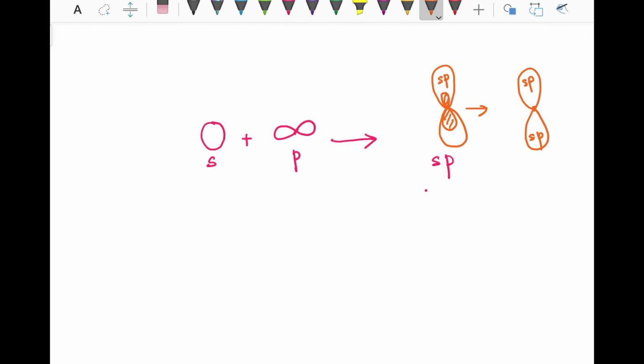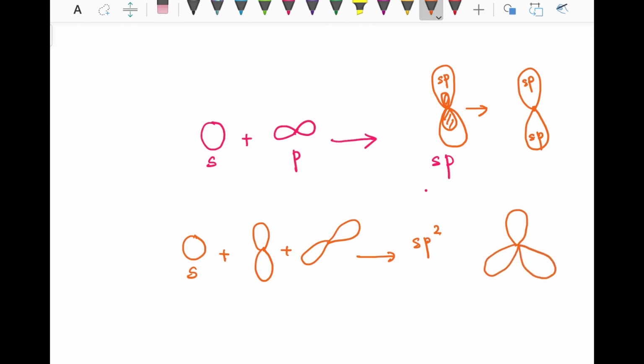What about sp2? Let's say we have one s orbital hybridized with two p orbitals. The product is sp2 with the shape of one, two, three because it is trigonal planar. The same goes for the others. sp3, the shape is tetrahedral. sp3d, the shape is trigonal bipyramidal, and sp3d2 is octahedral.